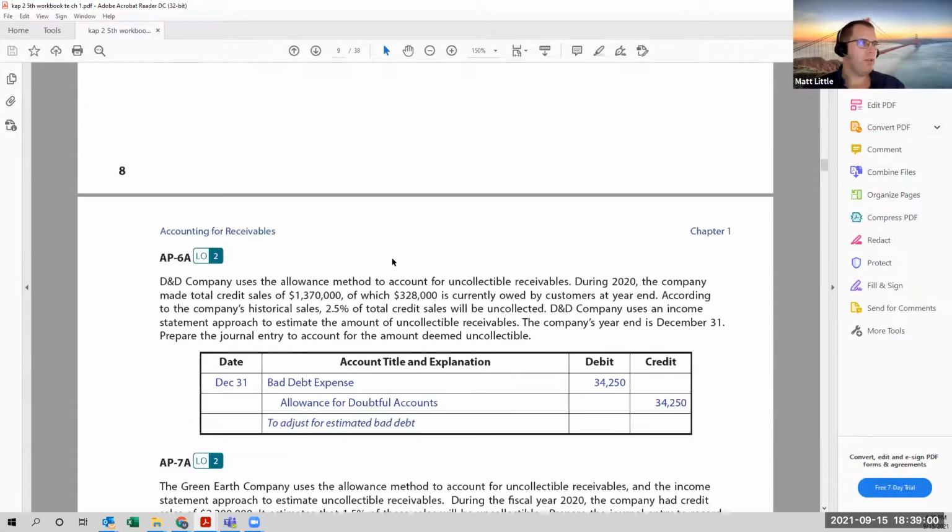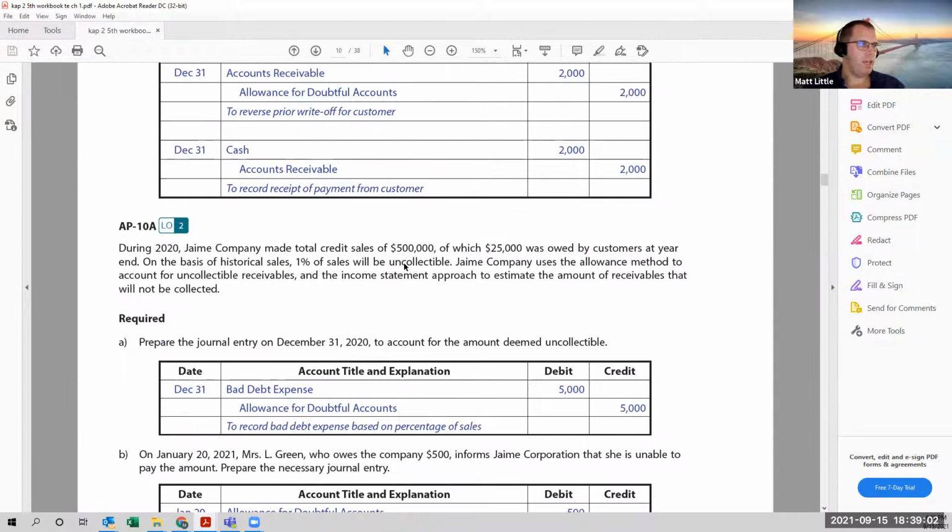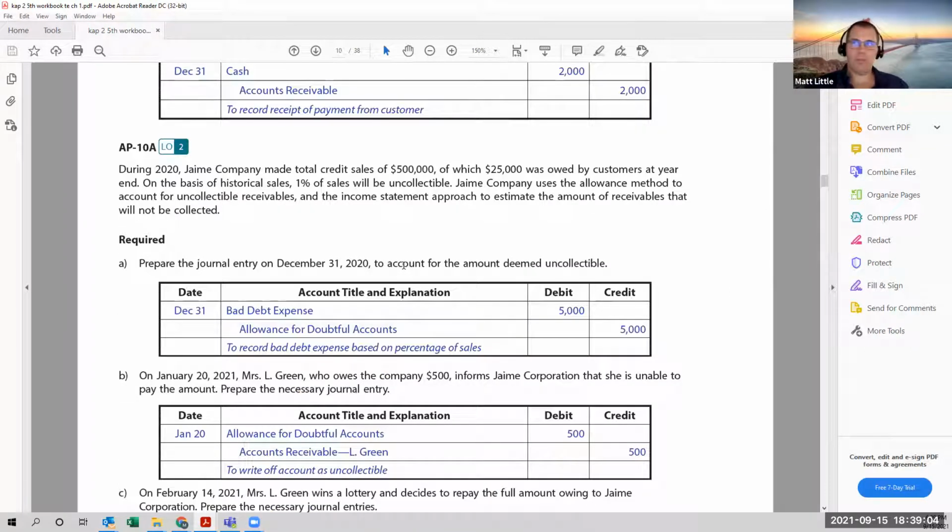Okay. We'll move down to question 10a, just to walk you through some of this. In 10, we have the company that made total credit sales of $500,000, of which $25,000 was owed at the end of the year. So we had sales of $500,000 and our accounts receivable is only $25,000. On the historical basis, 1% of sales will be uncollectible. So typically 1% of the sales, not of the AR.